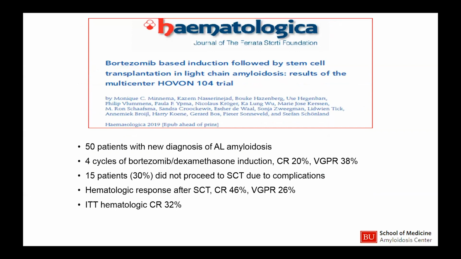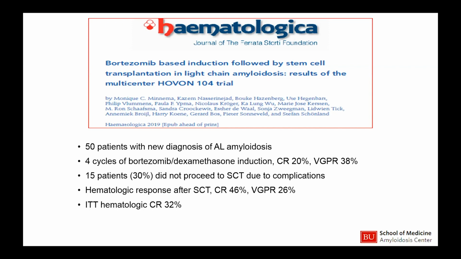The HOVON 104 trial was reported recently for 50 patients with new diagnosis of AL amyloidosis who received 4 cycles of bortezomib-based induction therapy followed by stem cell transplantation. The hematologic response rate after stem cell transplant was quite high, with complete hematologic response of 46% and very good partial response of 26%.